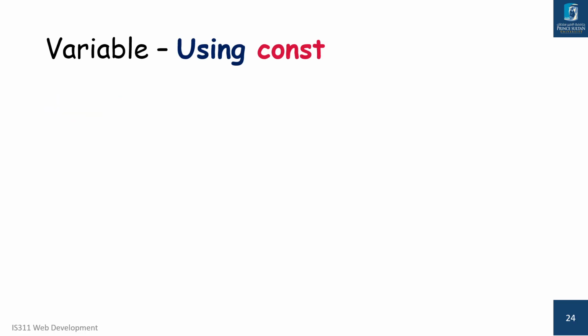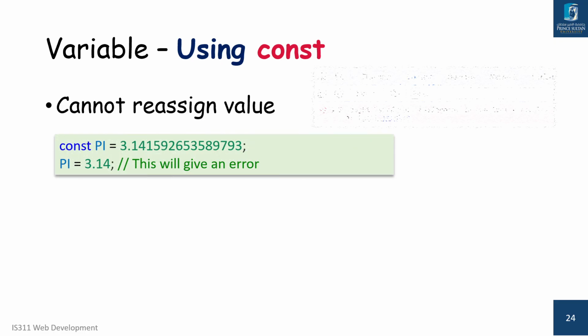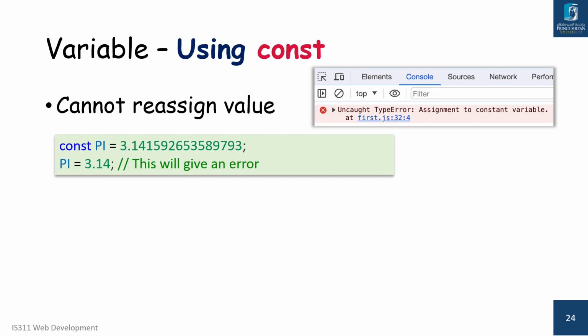So we have the constant. Constant is used when you are defining a variable whose value cannot be changed. Once you define it, after that you cannot change its value. For example, we say constant pi is equal to that, then it works. But when I try to say pi is equal to 3.14, it says no, assignment to a constant variable. So we cannot change the value of pi because we have defined it as a constant.